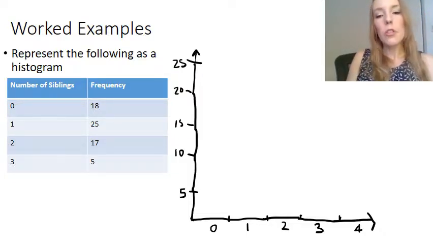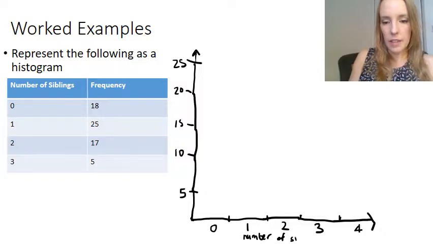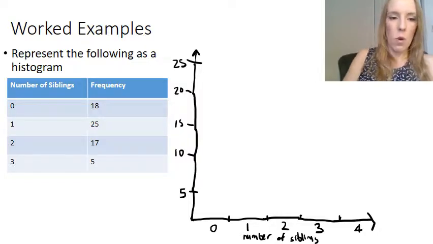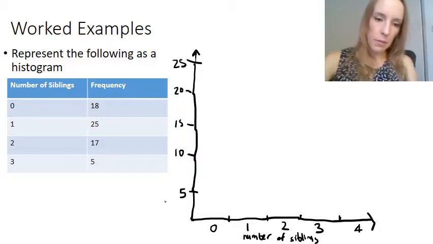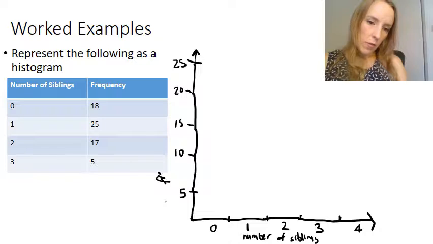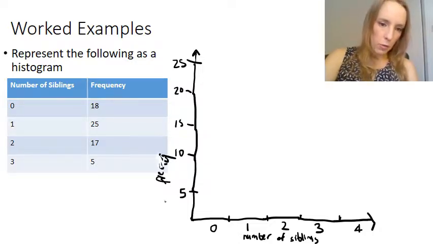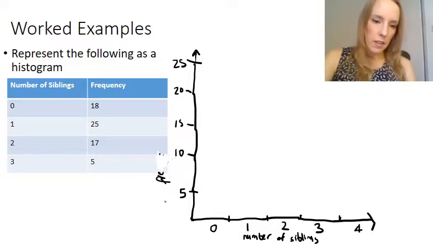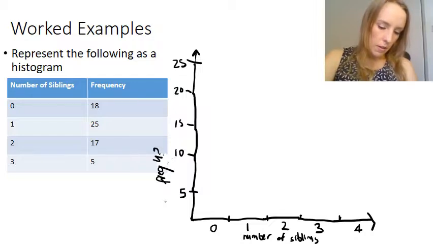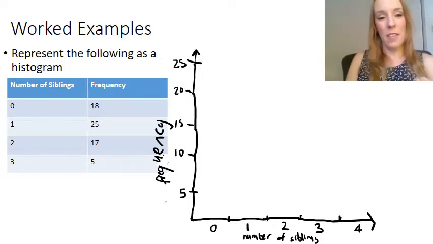Okay, so we're going to label our axes as well. Our x is going to be the number of siblings, and the y is going to be the frequency. You can write that sideways. Let's rub that out and try again, and let's spell frequency correctly this time. Okay, frequency. Sorry, I can't write sideways on this pad that I'm using, so yours will be a lot neater.